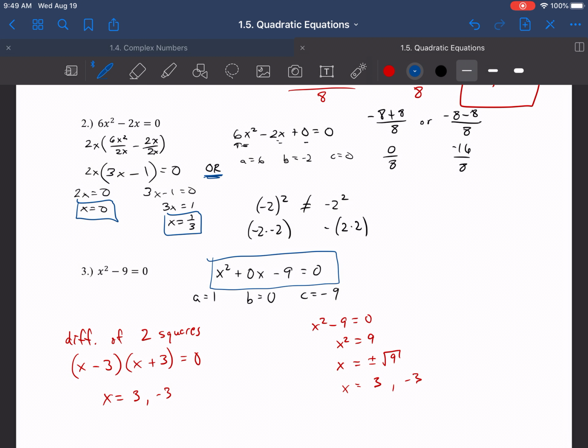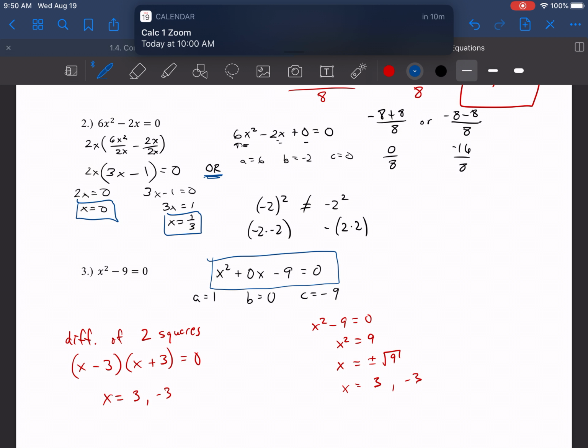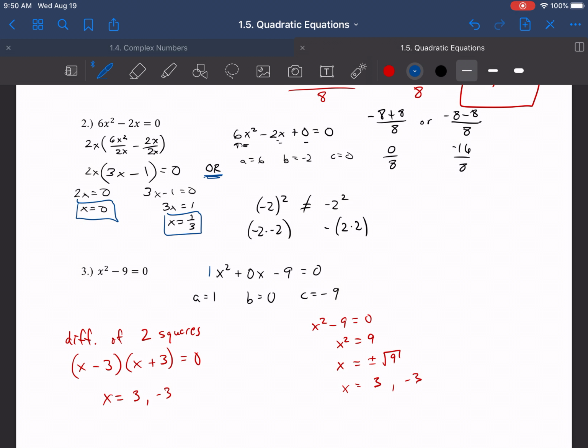And then if you go through and do the quadratic formula, you have a equals 1, because that would be a 1 out in front right there. And then, so A is 1, B is 0, and C is -9. Again, don't forget that negative right there. And what you end up with is going ahead and trying to plug this in.